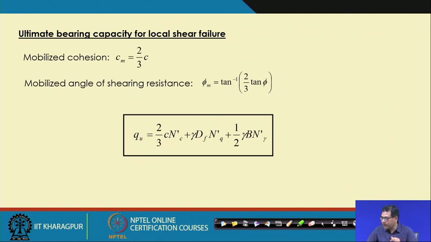Phi m is that. That is why here we have Nc dash, Nq dash and N gamma dash. Dash means this bearing capacity factor is for local shear failure, and it is determined by taking a new phi, which is tan inverse of 2/3 tan of the original phi. And then instead of C we have to take 2/3 of C. So, this is the recommendation for the local shear failure.